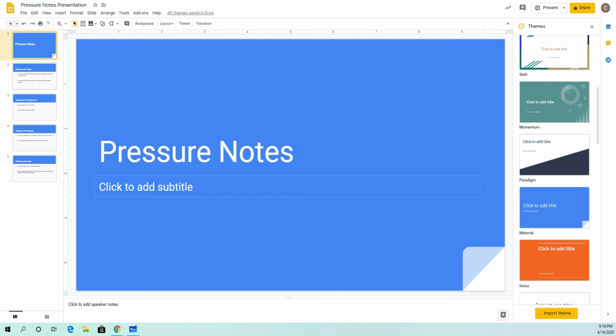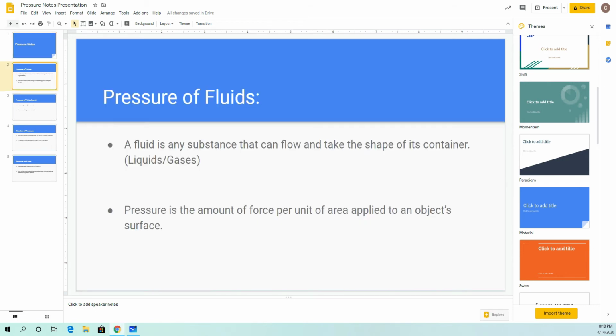So first off, we need to talk about what a fluid is, because the video did not talk about that. Fluids are any substance that can flow and take the shape of its container. So these are typically liquids and gases. Now you can't see air or gas normally, but you can see liquids. We're going to use water as our example.